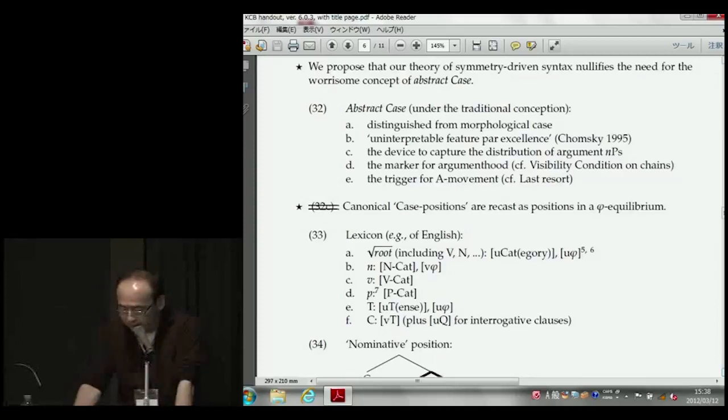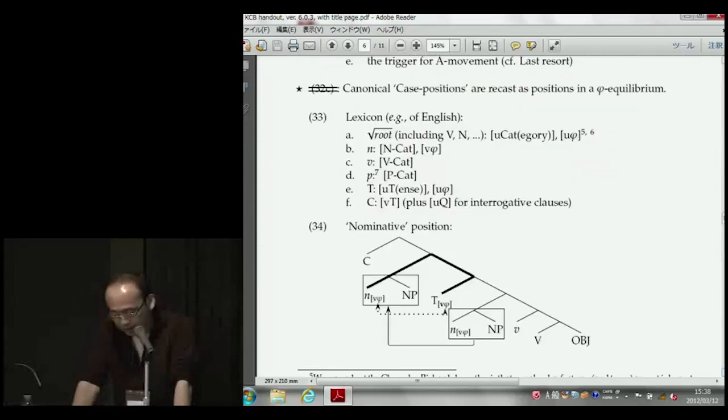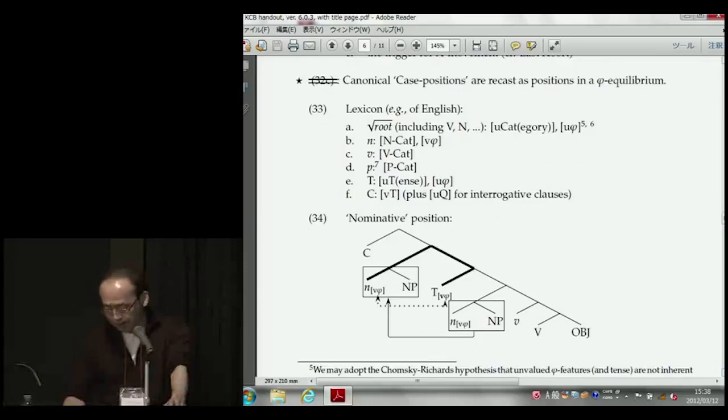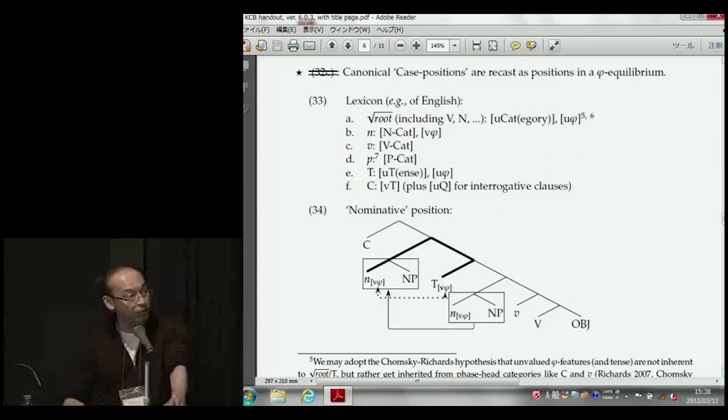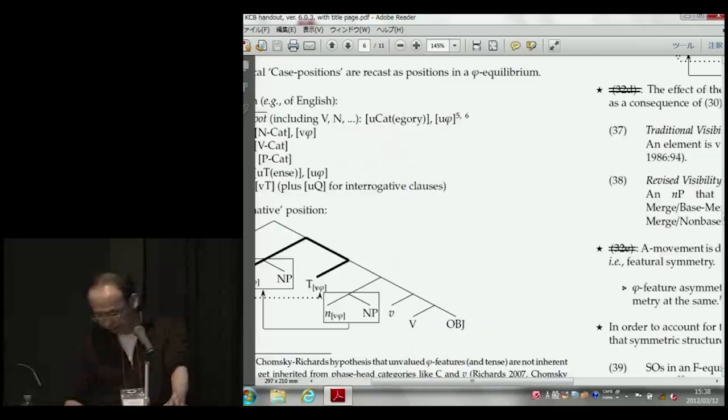Well, first of all, the distribution of little n P's, noun phrases, can be accounted for by the notion of phi equilibrium. That is to say, canonical so-called case positions such as Spec T or Spec capital V are recast as positions that enter into a phi equilibrium as shown in 34 to 36.